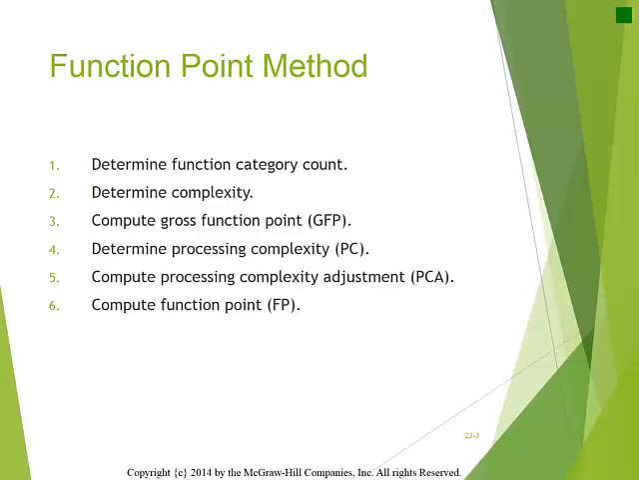development stages. System functions are separated into 5 categories: user inputs, user outputs, user queries, files and database tables, and external interfaces. The counts of these categorized functions are recorded. A complexity is assigned to each count, and a gross function point GFP is computed, which is the sum of the 5 counts multiplied by the complexities.